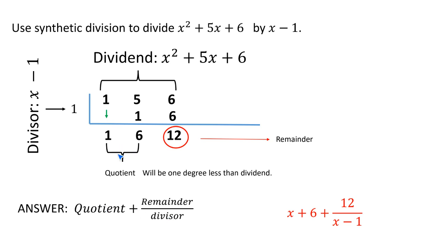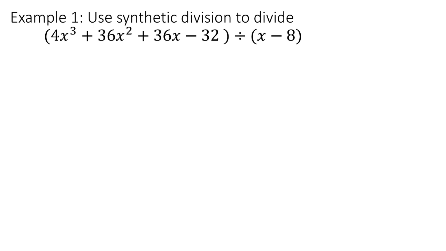Now your quotient, when you write it out, you're going to start with 1 degree less than the dividend. Your original problem had a degree of 2, so when you start writing your quotient, you're going to go 1 degree less. So for this one, we would write it as x, and notice the degree is 1, and then plus 6, and then your remainder divided by the divisor. I would enter this in WebAssign. So let's try another one.